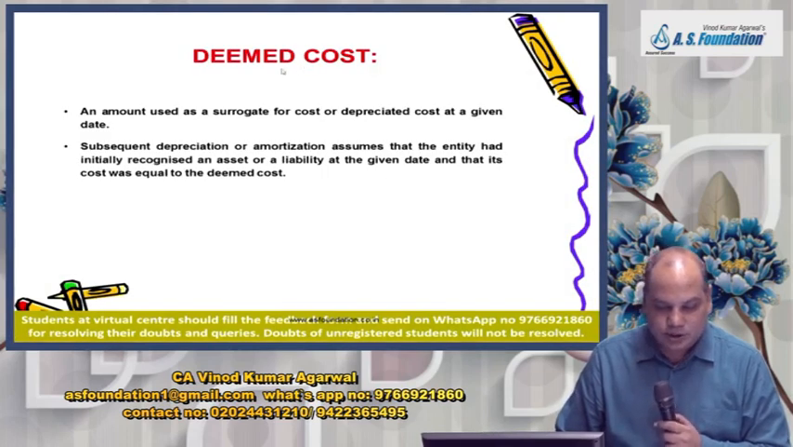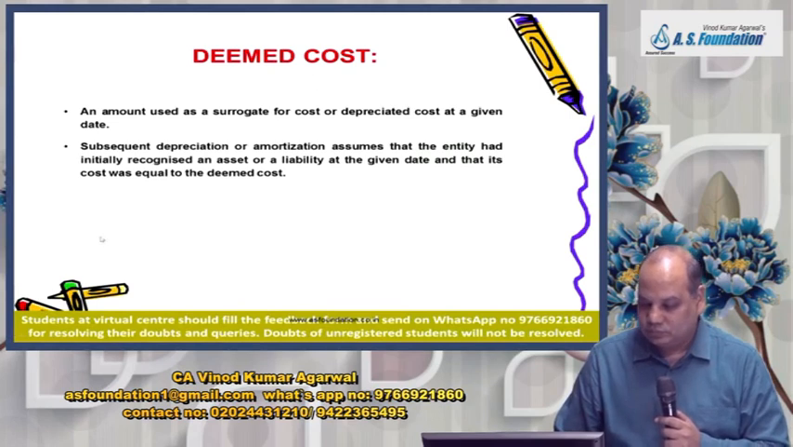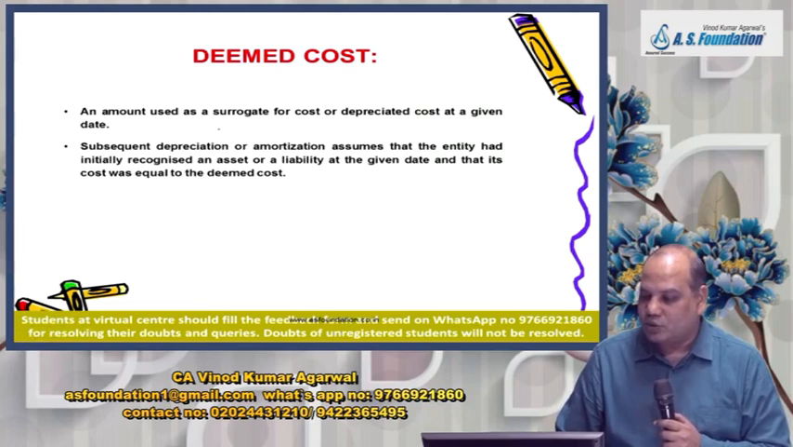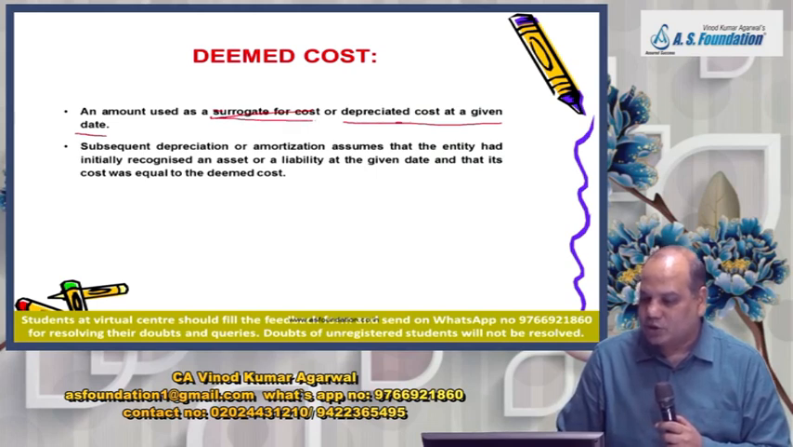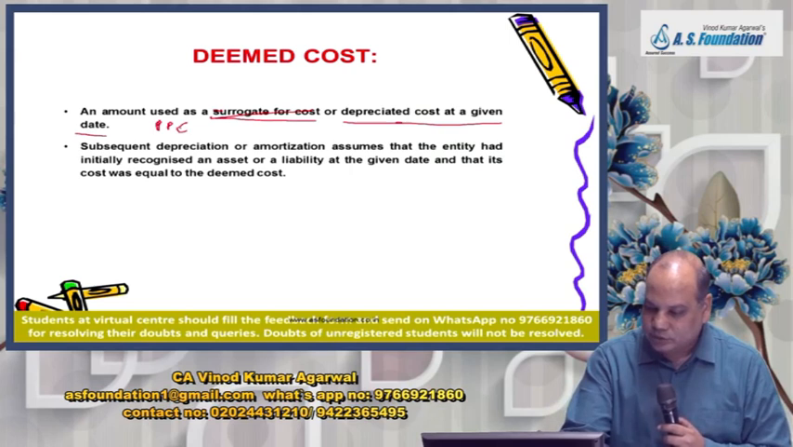Next is the meaning of deemed cost. What does deemed cost mean? Assumed cost. An amount used as a surrogate for cost or depreciated cost at a given date. Now this concept of deemed cost will be required especially in items like property, plant and equipment.